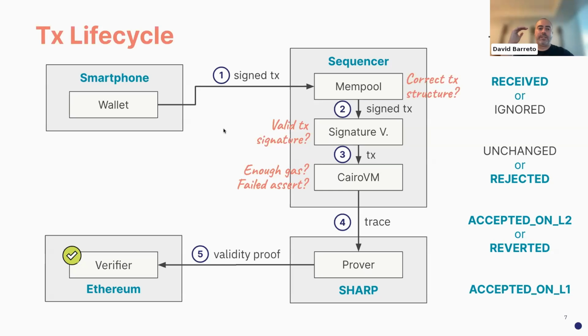If it's acknowledged, received by the mempool, it has the correct structure. If it fails the execution in the Cairo VM, it will be rejected and execution just stops. If the trace is sent to the prover, if the execution is correct and it actually completes, it's marked as accepted on L2, finality on layer 2. If not, the transaction is going to be reverted. And then when the validity proof gets to the verifier, it's going to be accepted on layer 1, and that completes the cycle.